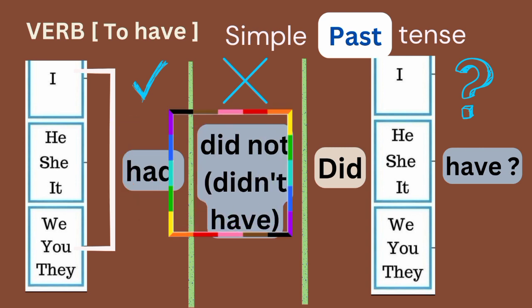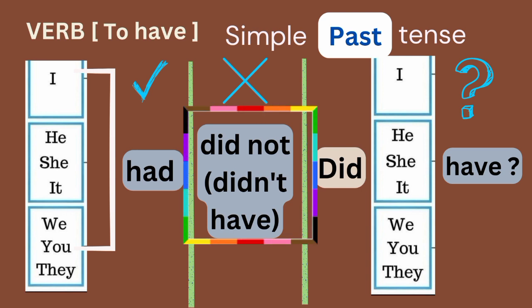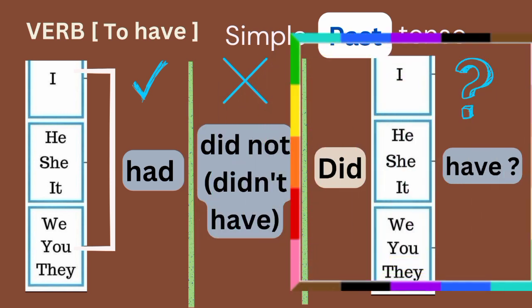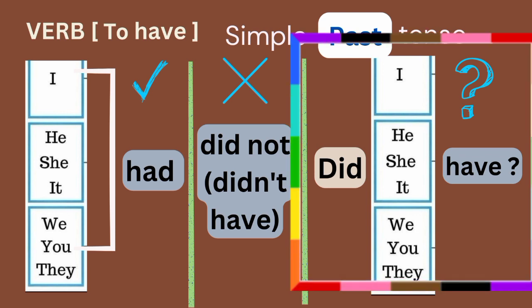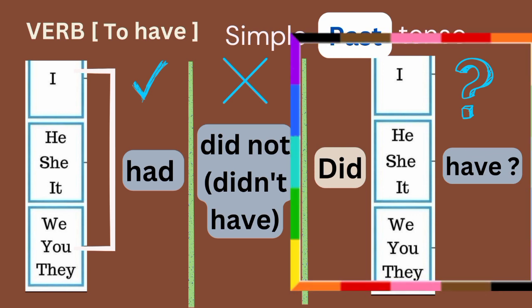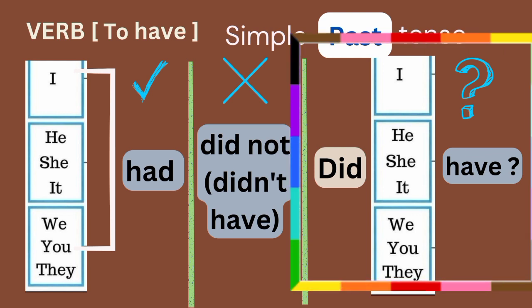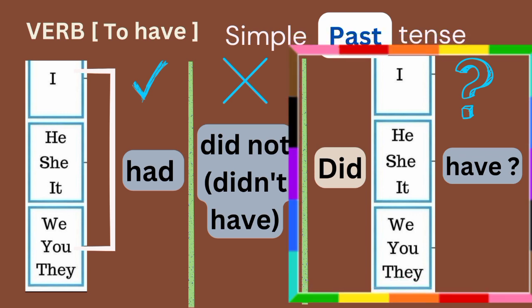Similarly, the negative form of the simple past tense is did not have, or you could say didn't have. I didn't have, he, she, it didn't have, and so on. For the interrogative or the question form, I had becomes did I have, did you have, did she, it have, did we have, or did they have?